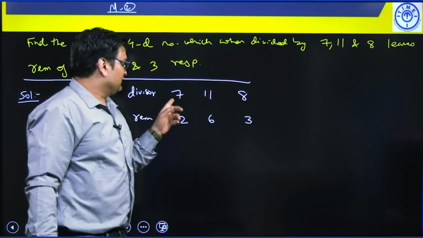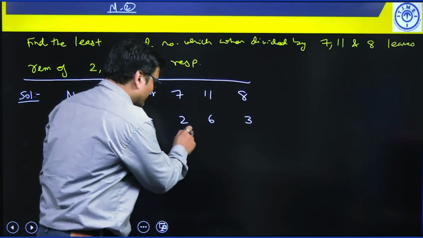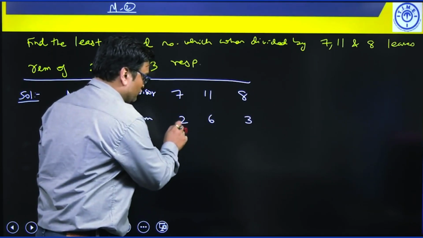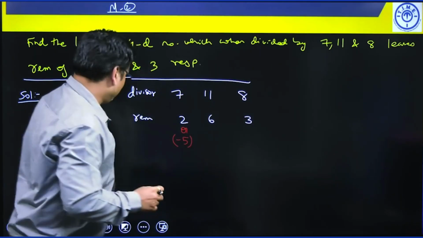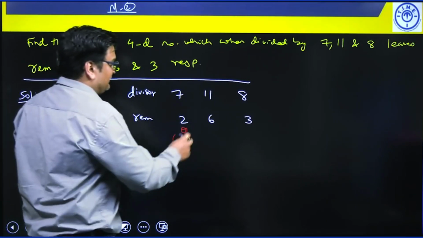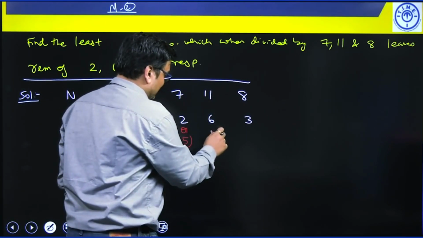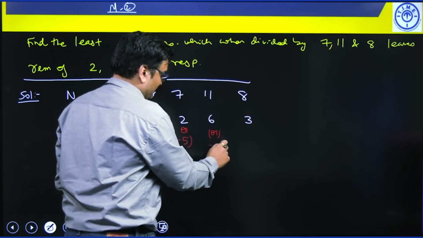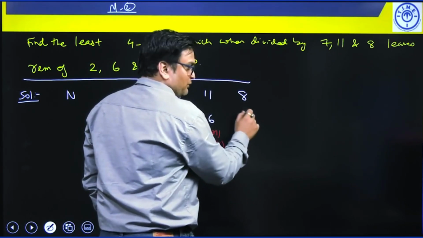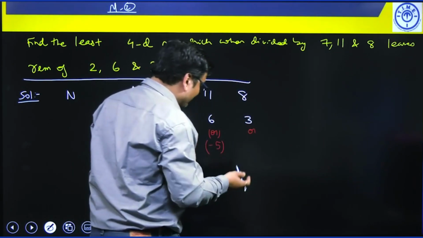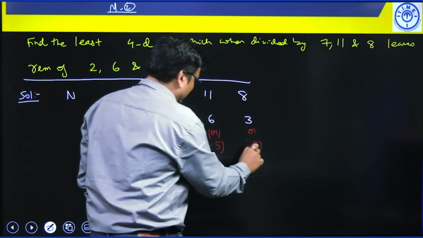So here, for example, when you are dividing any number by 7, if the positive remainder is 2, what will be the corresponding negative remainder? I can say it will be 2 minus 7, which is minus 5. Similarly here, when divided by 11, the positive remainder is 6, so the negative remainder will be 6 minus 11, which is minus 5 again. Here also, the positive remainder is 3, so the negative remainder is 3 minus 8, which is minus 5 yet again.